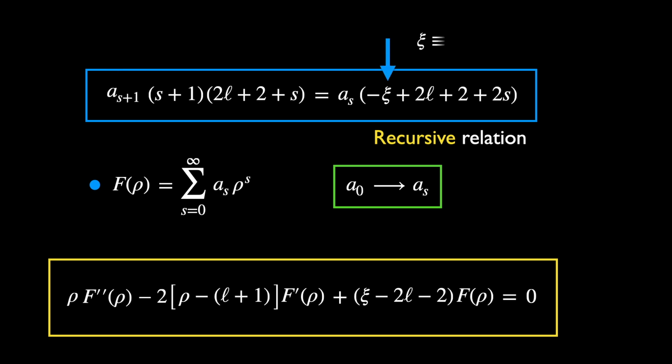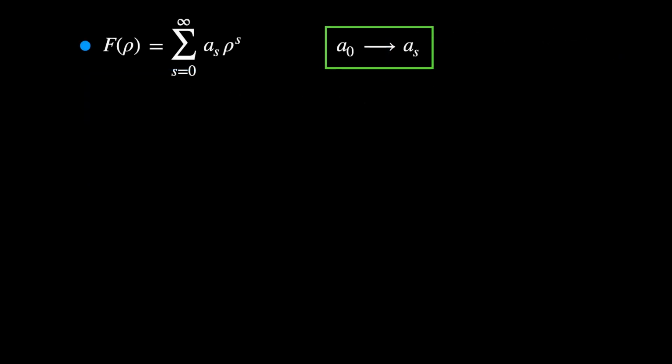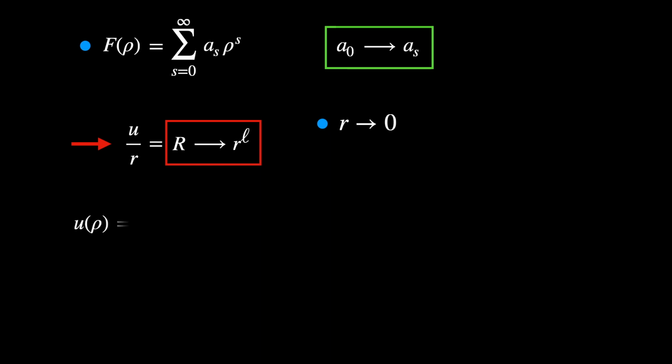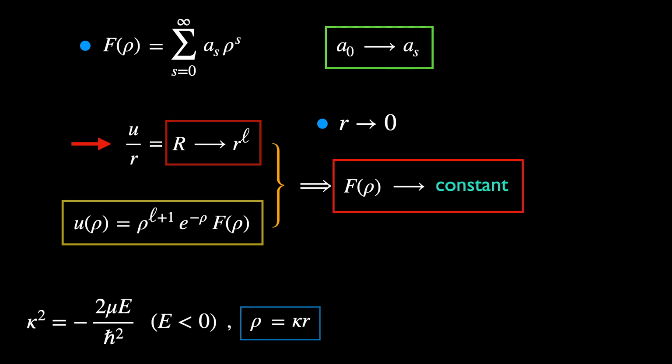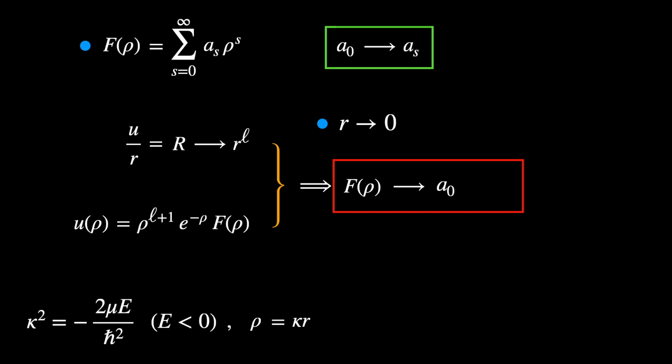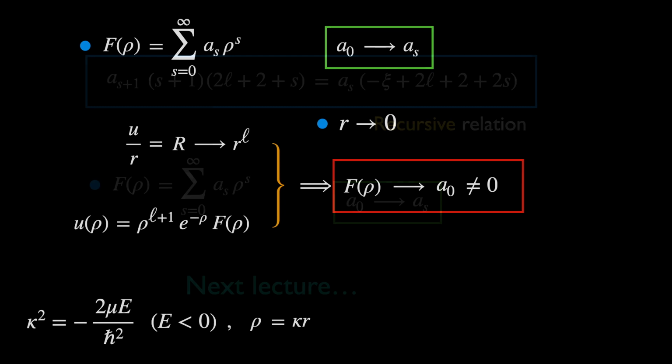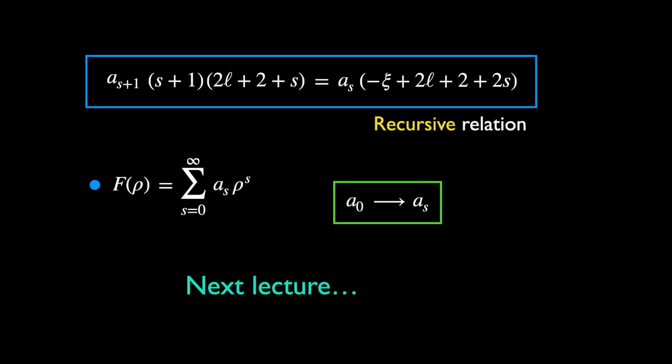Let me remind you what xi is. It's just a different parameter to describe energy. Because the function u is related to the radial function, which behaves like r to the power of l as r goes to 0, by the relation between u and f, this means f approaches a constant in this limit. This is just a0, which must be non-zero. Thus, it is possible to generate all the coefficients from a0. We shall continue with this program in the next lecture.